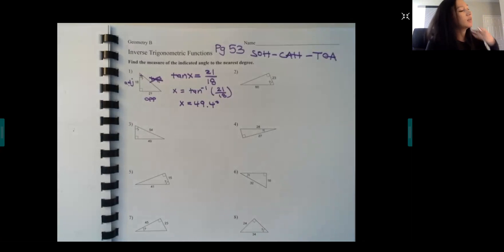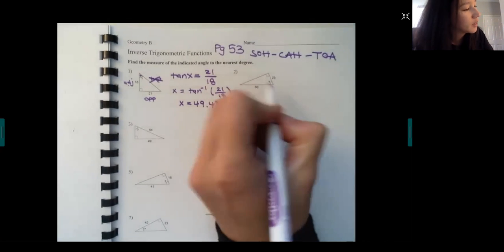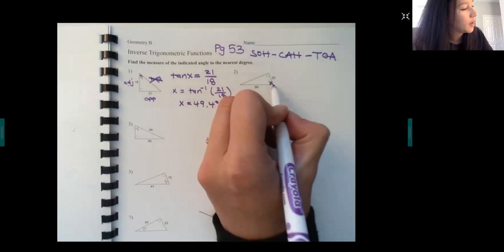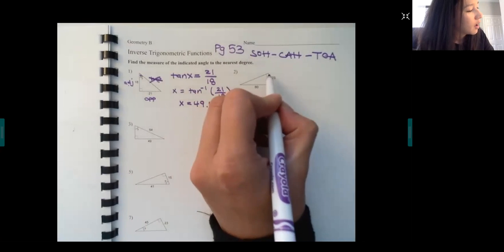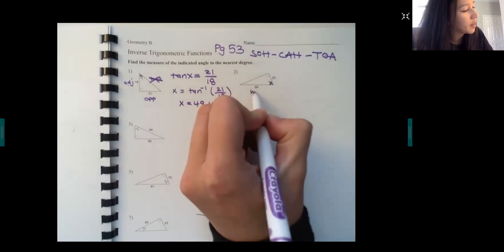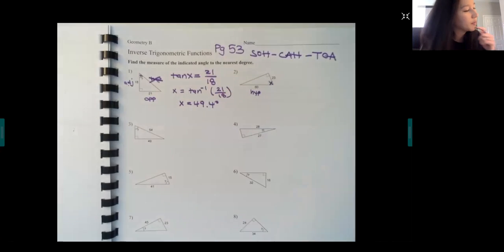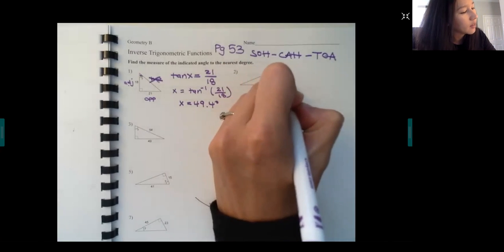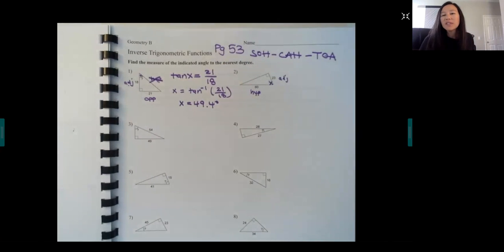All right, let's go ahead and do number 2. So here's our angle right here, that's our X. And this 60 would be the hypotenuse because it's across from the 90-degree angle, which would make this side our adjacent side. So you really have to label the 2 sides that they give you.